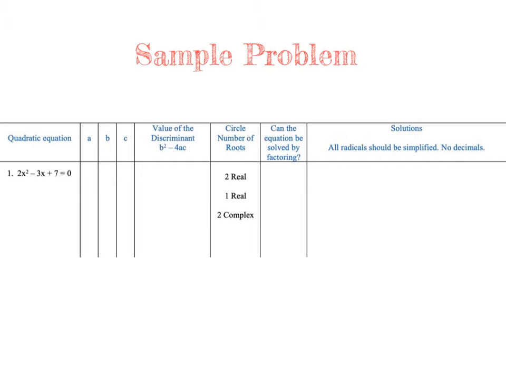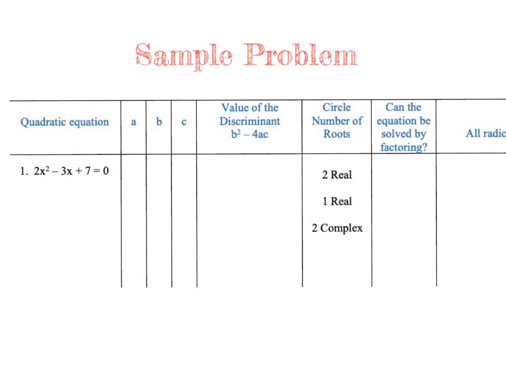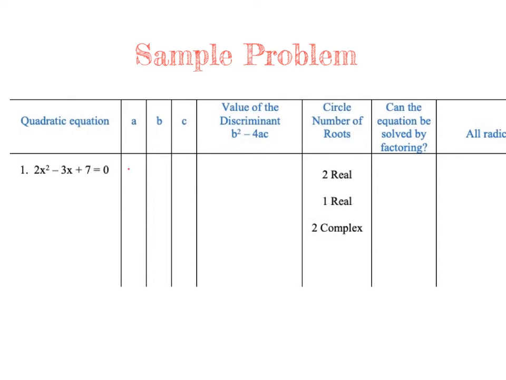Let's complete one sample problem. You need to fill in the chart for each quadratic equation. You're going to begin by identifying the values of a, b, and c. So that would be 2, -3, and 7 because the quadratic equation is already in standard form.